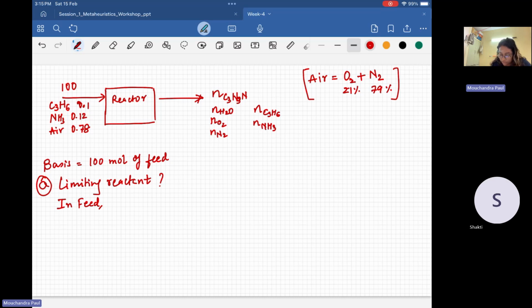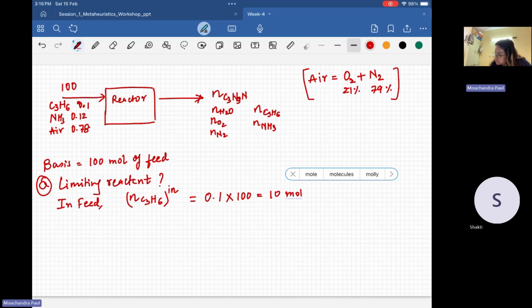So in the feed, let's find the ratio of the number of moles of C3H6 in feed, or in. I'm adding a subscript "in" to indicate that this is the number of moles of propylene coming or entering. So what is it? It will be 0.1 into 100, that is 10 moles coming in.